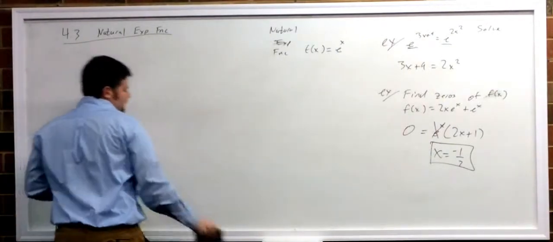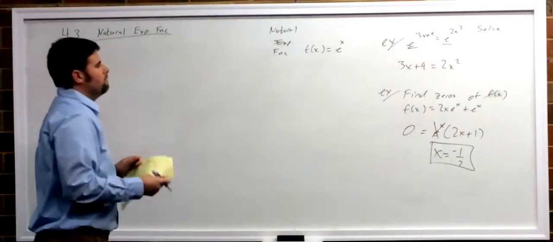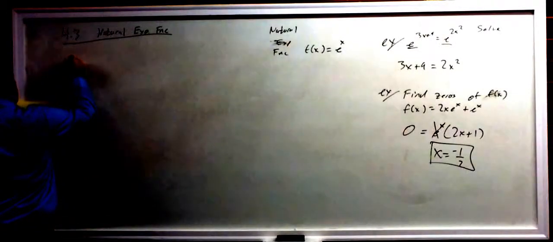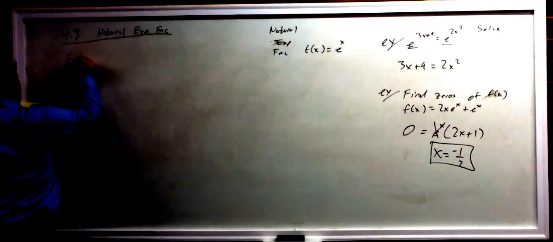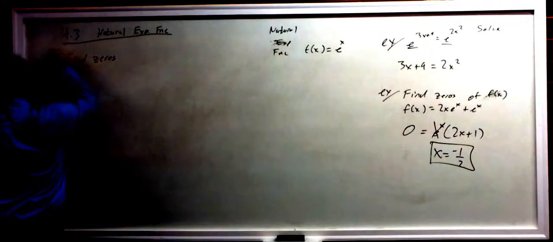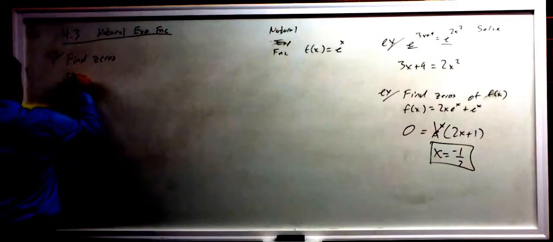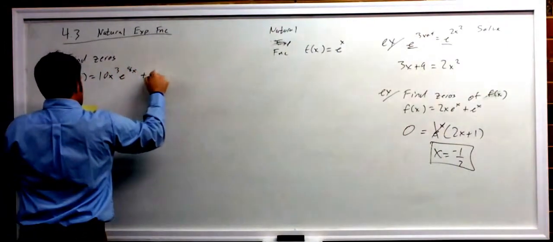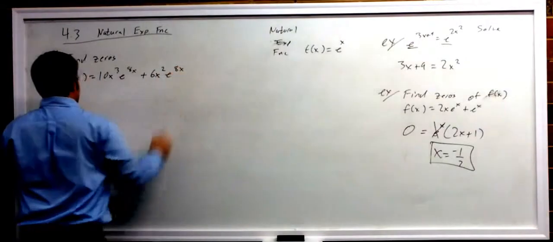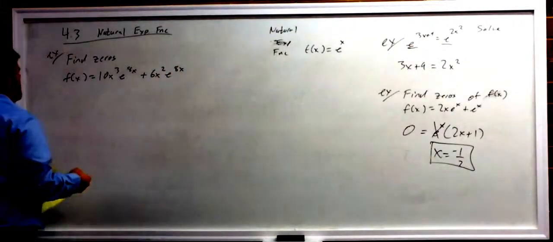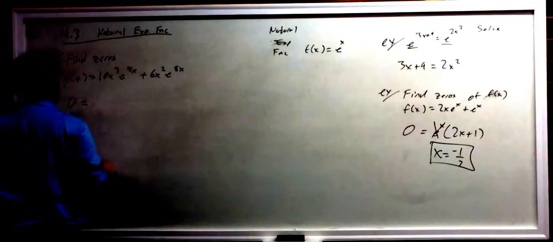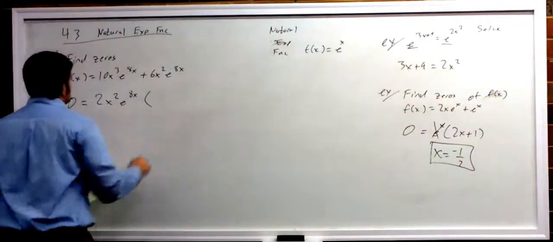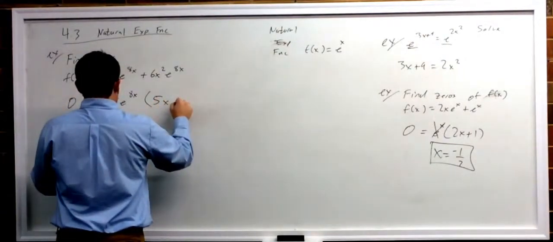As we get on further into the chapter, into 4.4, 4.5, we'll do more with the natural log function. This is basically just introducing it. Let's find the zeros. f of x equals 10x cubed e to the 8x plus 6x squared e to the 8x. I mean, you're going to solve this just like you would anything else. Set it equal to 0. We can pull out a 2x squared e to the 8x. That leaves us with a 5x plus 3.